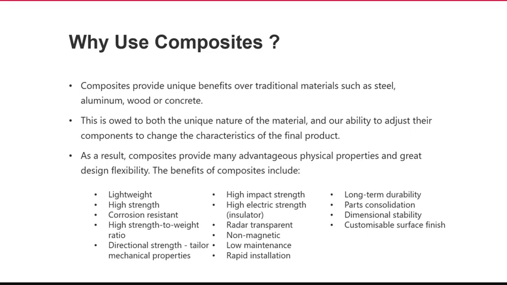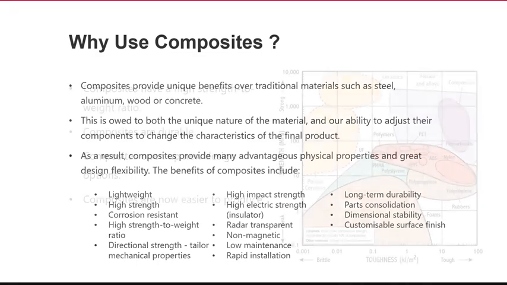So there are many benefits to composites, including them being typically lightweight, high strength, often corrosion resistant. They usually have good durability. Often they're non-magnetic, even though they may contain some metallic elements. They're usually easy to install, and there are various other reasons, as you can see, that are listed.